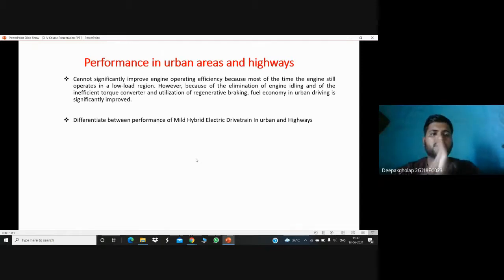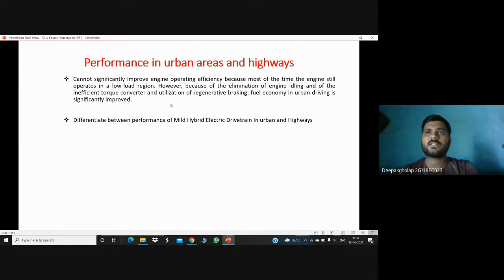Let us discuss the performance of mild hybrid vehicles in urban areas and on the highways. First, let us see the disadvantages of conventional IC engines compared to mild hybrid vehicles. In conventional drivetrain vehicles, there are two types of losses. One is the loss due to braking.